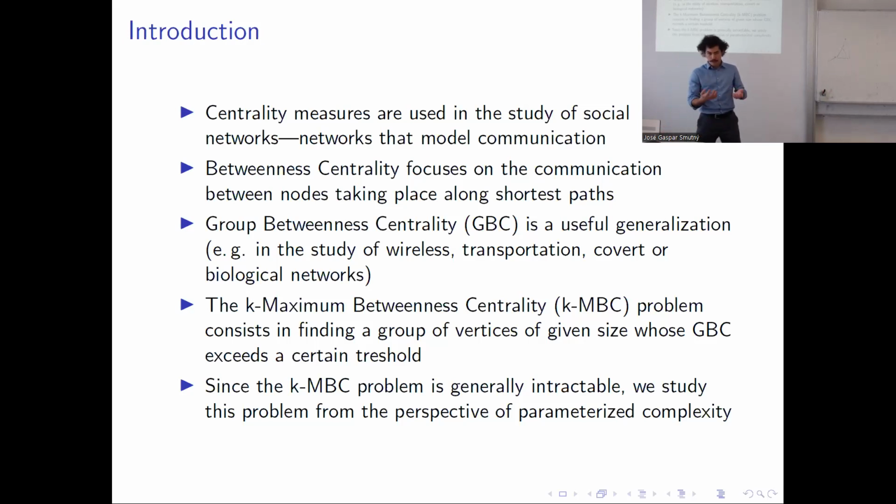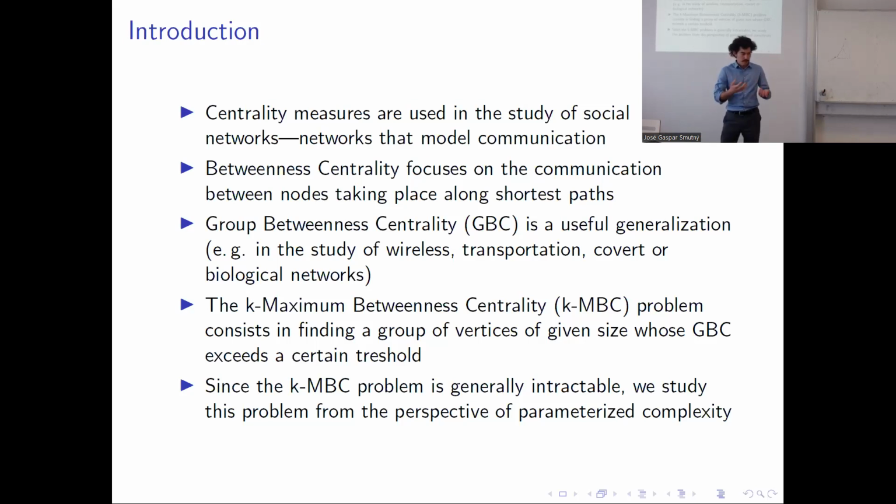And now, finally, our problem of interest, maximum betweenness centrality. Here, K maximum betweenness centrality. It consists in finding a group of vertices that has a maximal group betweenness centrality, or a group betweenness centrality that exceeds a certain threshold, if it's a decision problem. It's not an easy problem, as we'll see, in the sense of complexity, and it's our main concern in this paper.